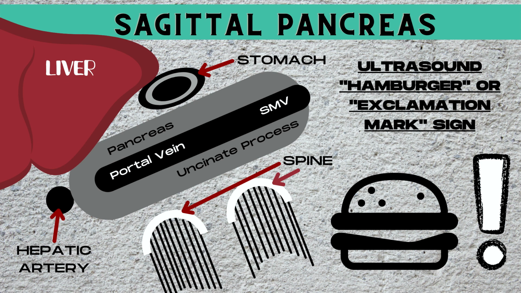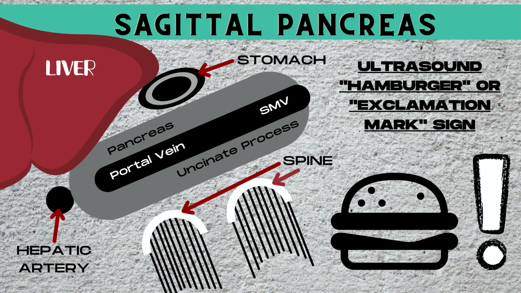The most common image that is taken is known as the ultrasound hamburger or exclamation mark sign. The left lobe of the liver forms the superior border of the sagittal pancreas, with the stomach anterior to the sagittal pancreas. You'll note that the SMV, superior mesenteric vein, turns into the portal vein anterior to the uncinate process of the sagittal pancreas, with the hepatic artery making up the dot of the exclamation mark. The spine is going to be posterior to the sagittal pancreas.